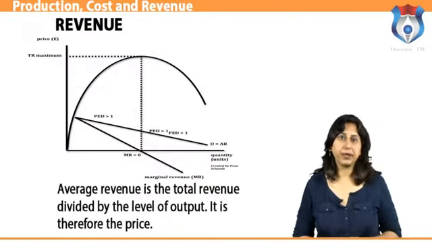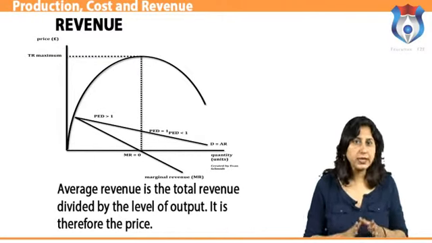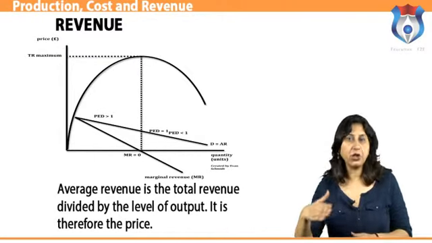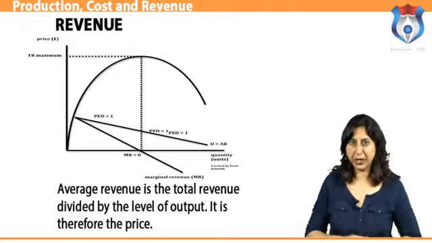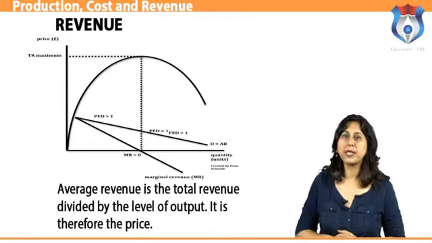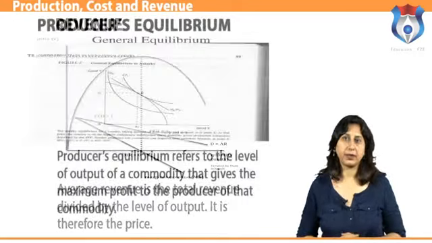Average revenue. The average revenue is the total revenue divided by the level of output. It is therefore the price. Average revenue is revenue per product.